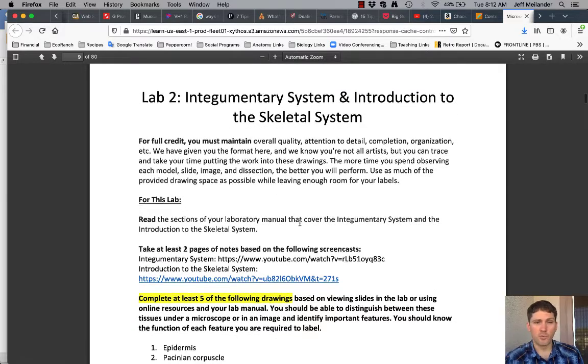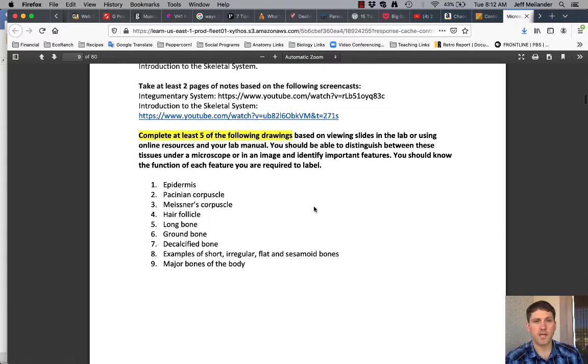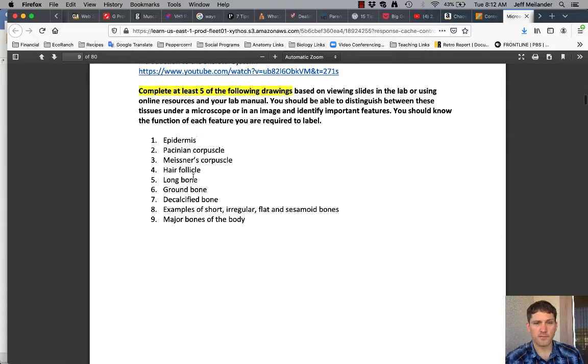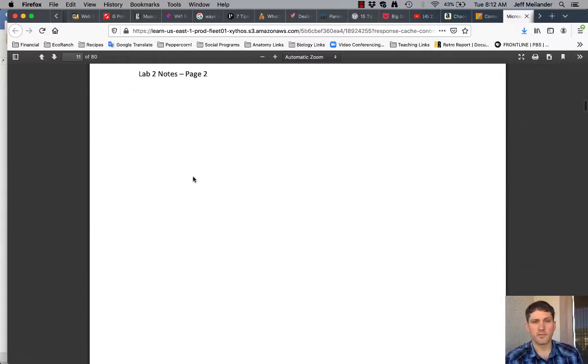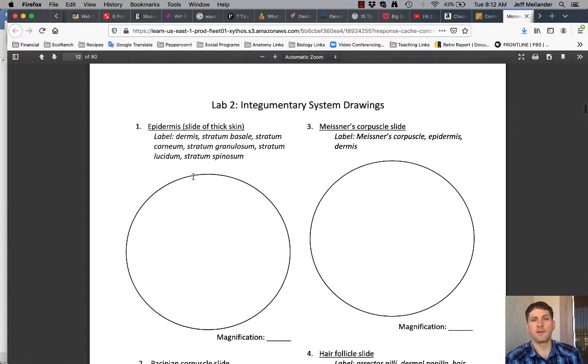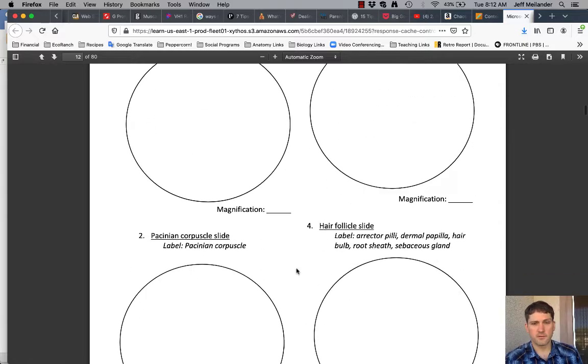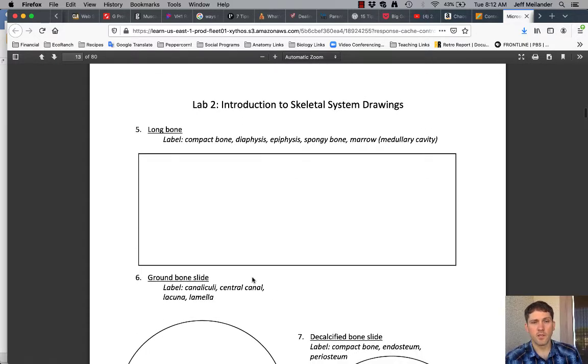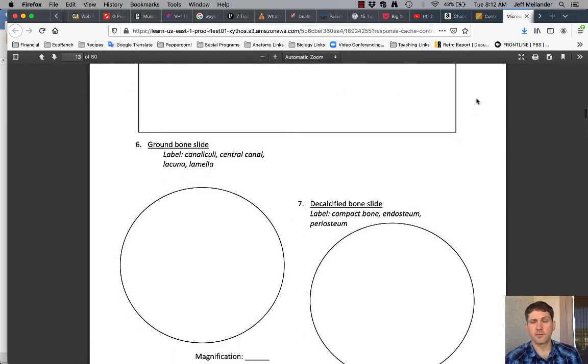Lab 2, more instructions. Here's their screencast. Here's generally what they have to do. And then there's space for 2 pages of notes. And then again, what is it that they need to draw? Okay, so you'll be walking your students through this, like I said, the first week of lab, making sure they're really clear on what to do.